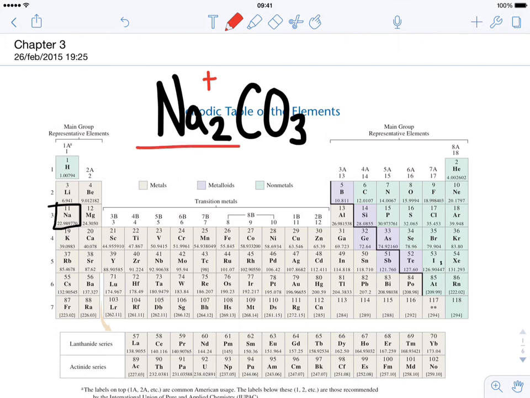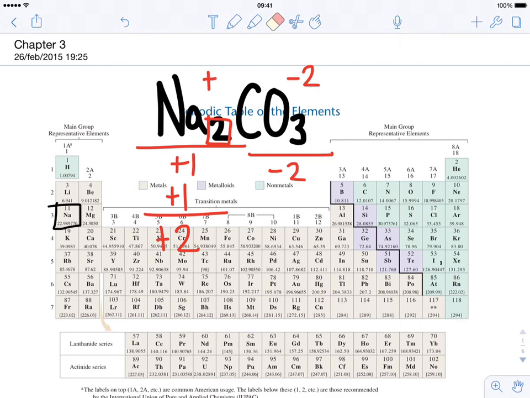So we know that the charge of sodium is +1. And how many sodiums do we have? We have 2 sodiums. So if we have 2 +1s, that gives us an overall net charge of +2. So if we want this whole thing to be 0, what does that mean the charge of carbonate has to be? Well, what can we add to +2 to make it 0? -2. +2 and -2 is 0. That means the charge of the ion carbonate is -2.